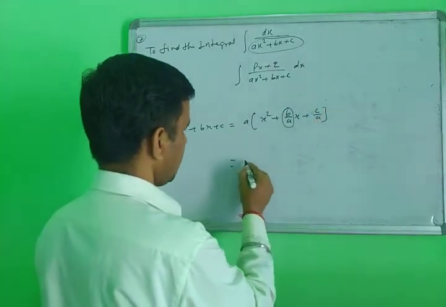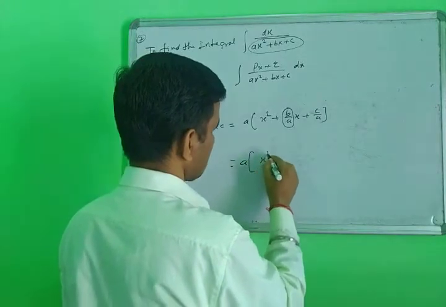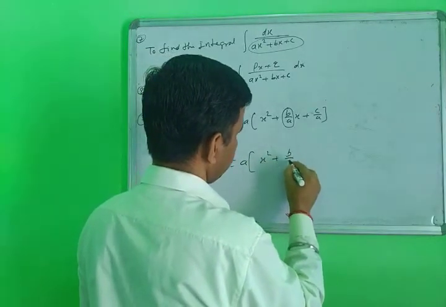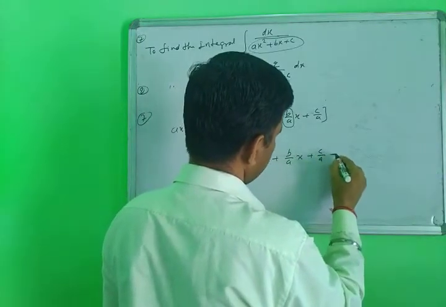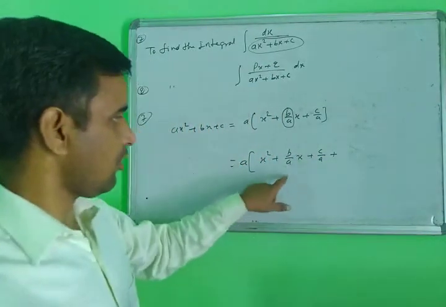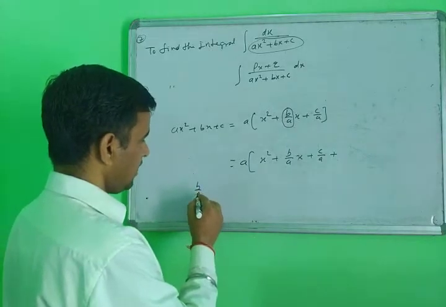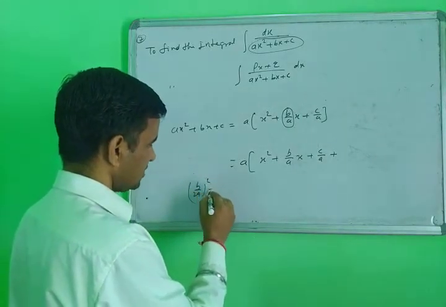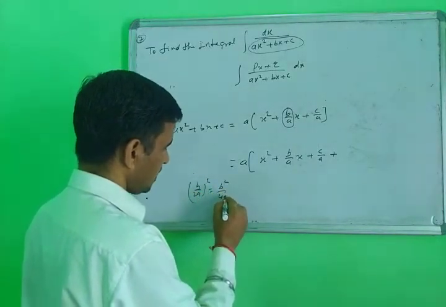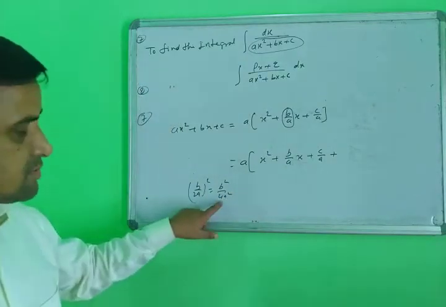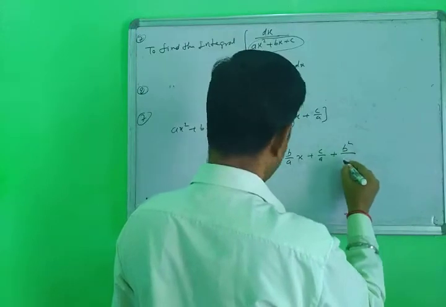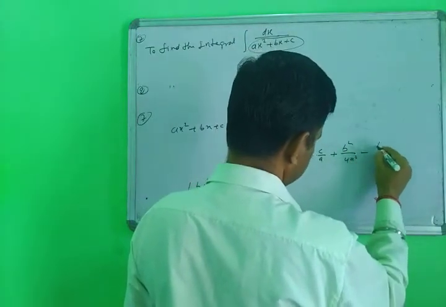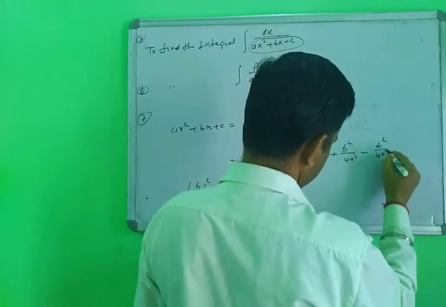Now look here: a x square plus b upon a x plus c upon a, plus what is the half of b upon a? This is the half, and then square. What is the value of b square upon 4a square? This value will be added and subtracted here. So b square upon 4a square minus b square upon 4a square.